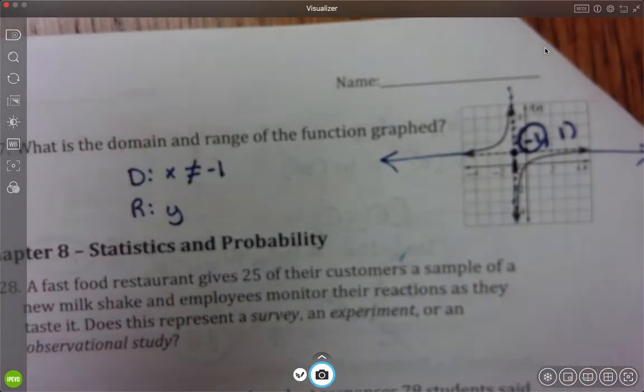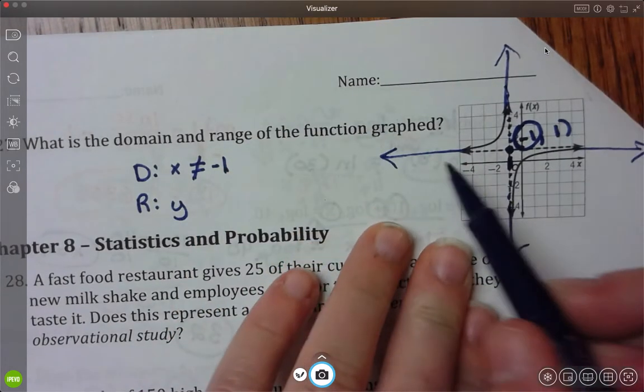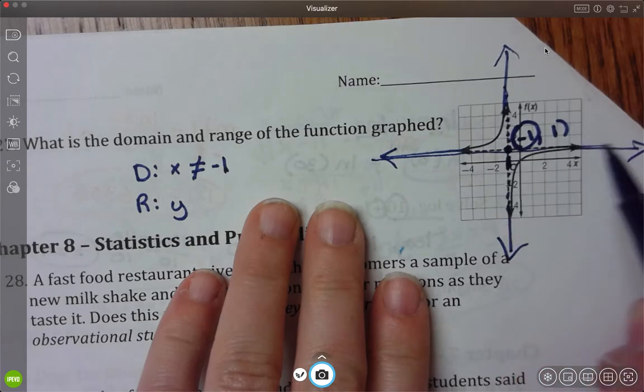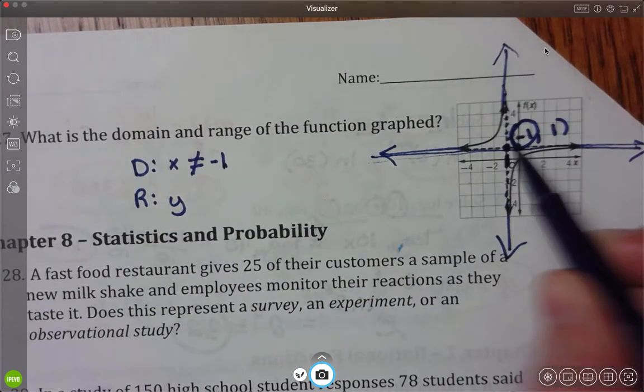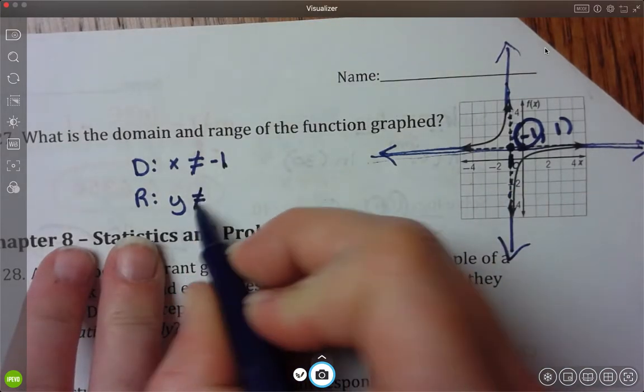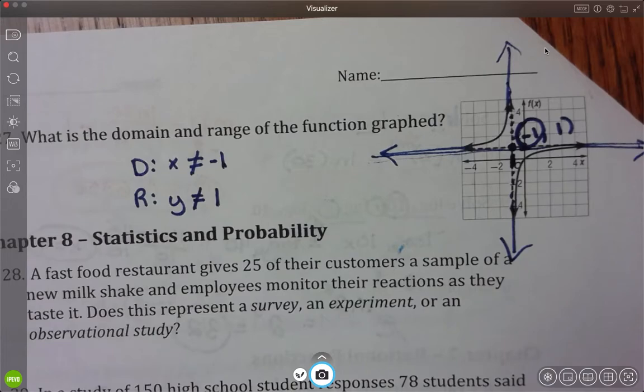All right, for y, y will go up forever. Y will go down forever, but he's never touching this little dotted line that's between here. It's like he breaks apart right there, and that part is crossing the y-axis at +1. So we would say that y is not equal to 1, okay?